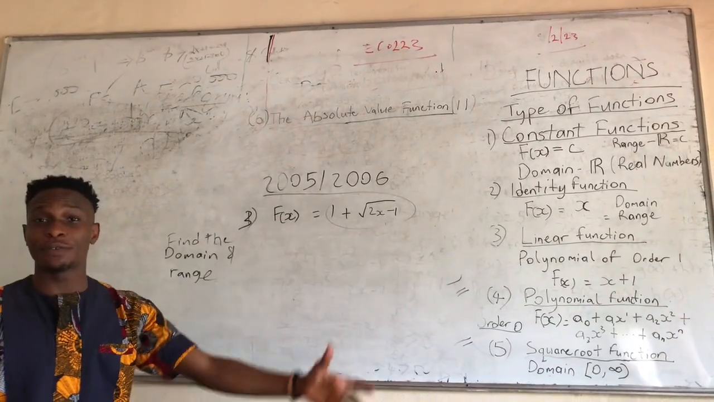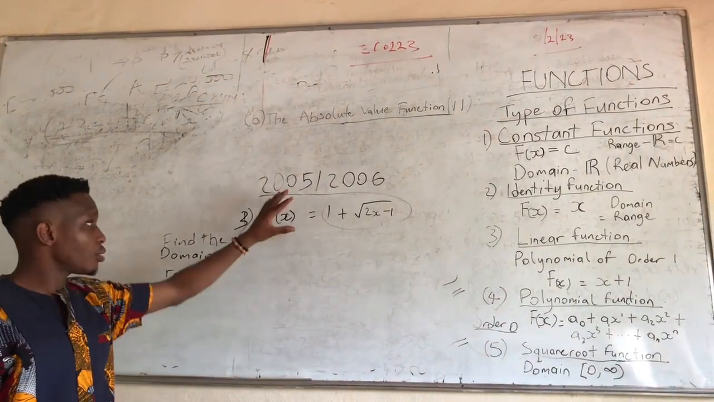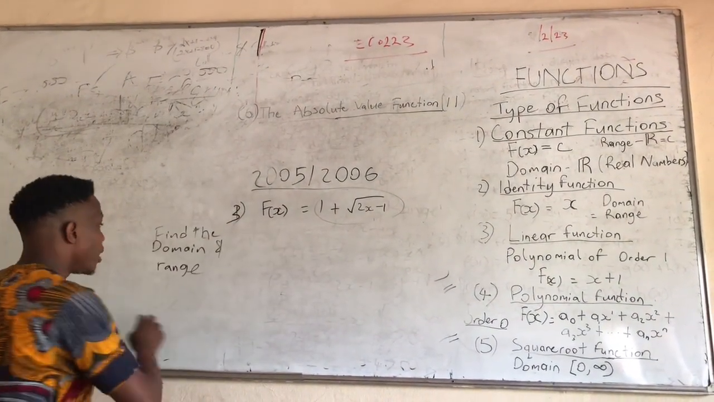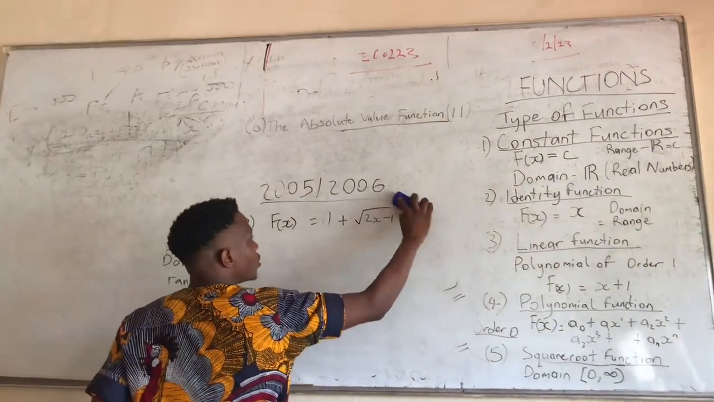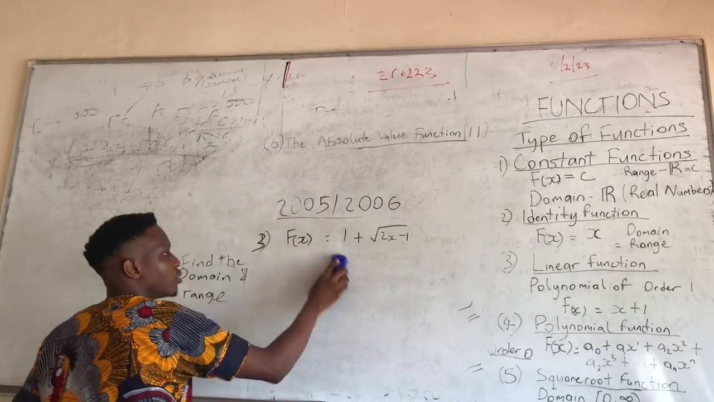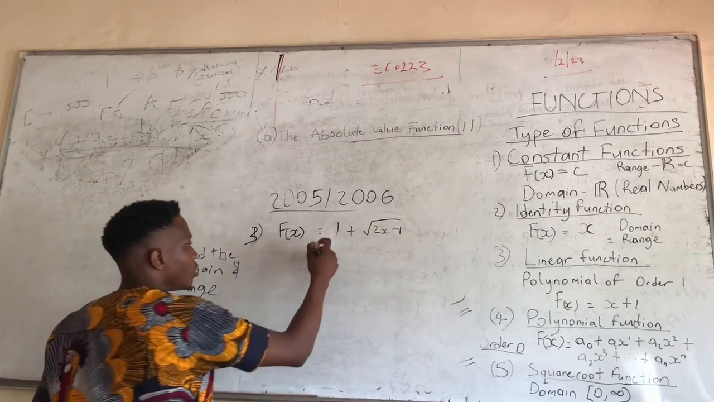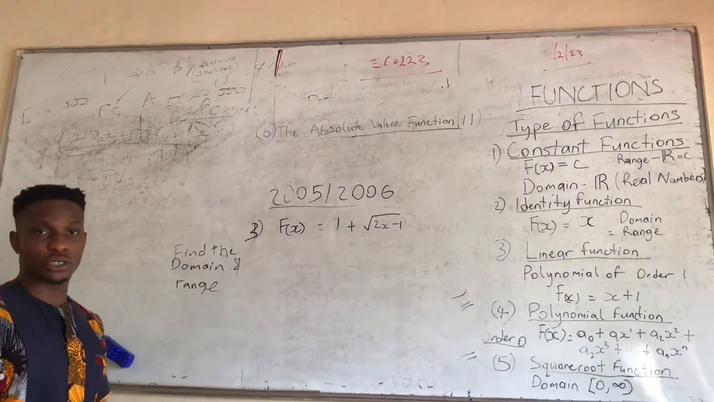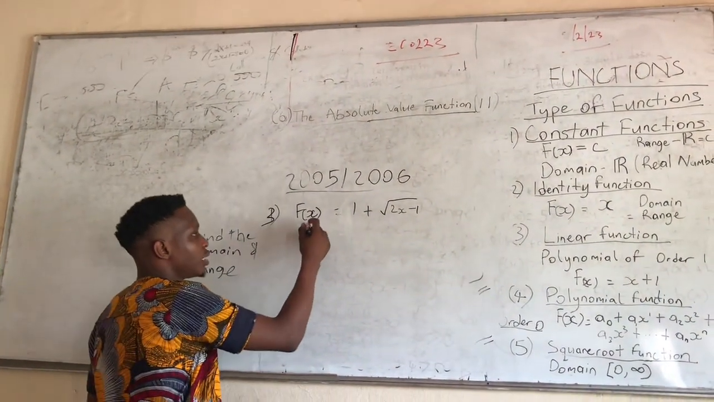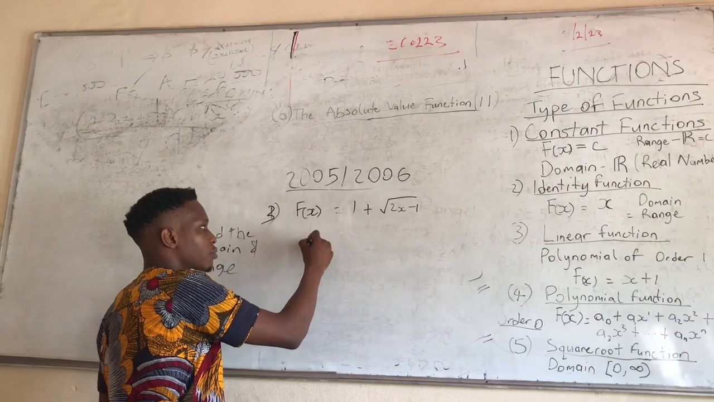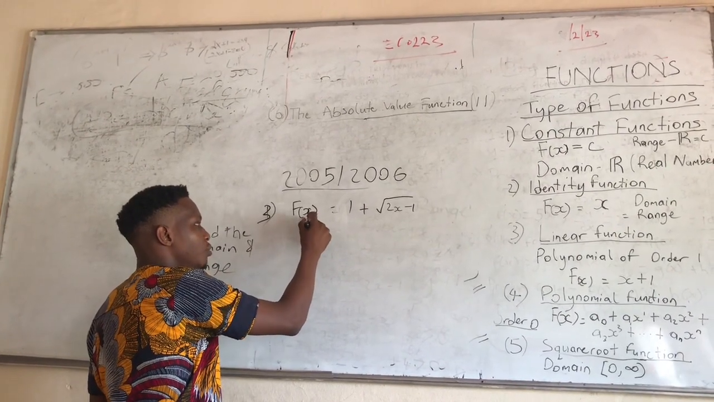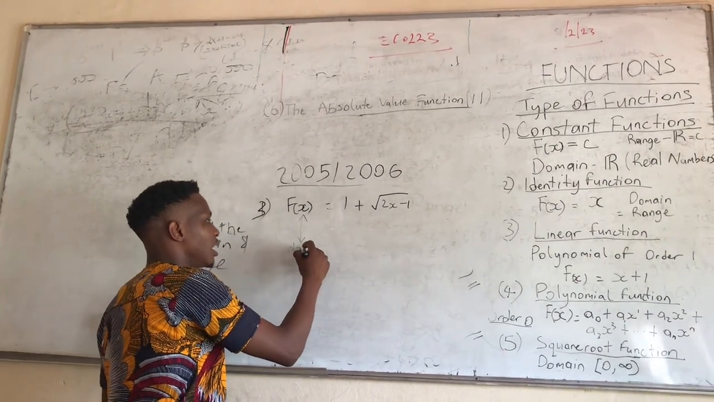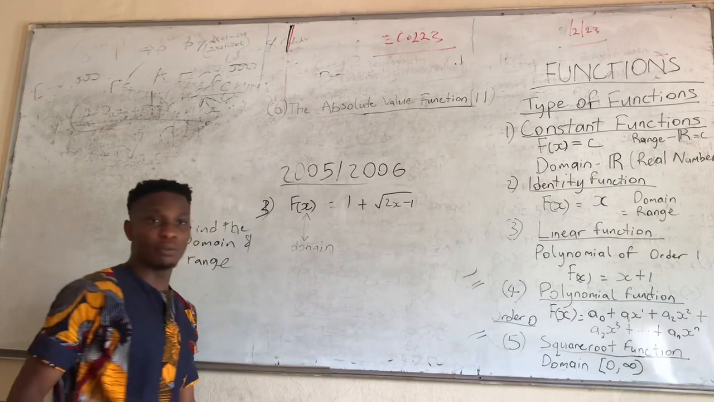So this question was gotten from our CA 2005/6, number 3 question. They said that we should find the domain and the range of this function. And remember what we said at the start of this functions course. We said that the domain is the value that this x can be. Any value that this x can be is the domain.